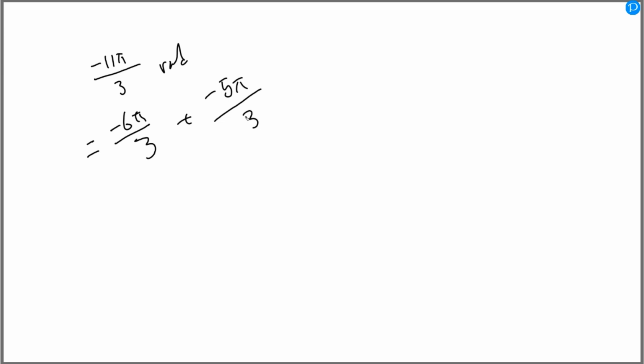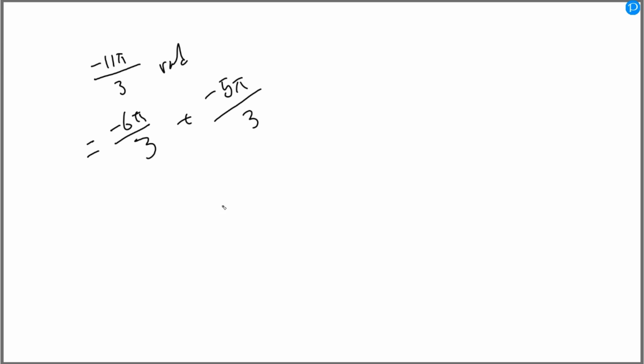Let's say we're asked to graph negative 11 pi by 3 radians. So again, we can see that this is more than a full rotation, so we can split it up. What would it be? You'd have negative 6 pi by 3. That's our full rotation. And you would have leftover negative 5 pi by 3.